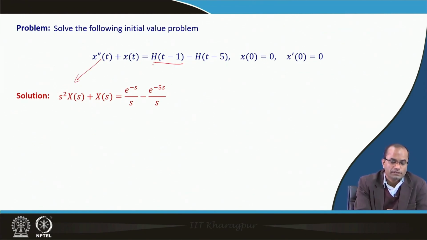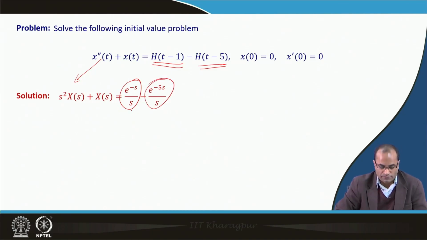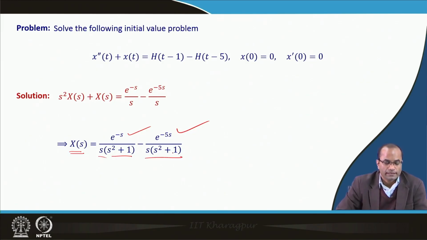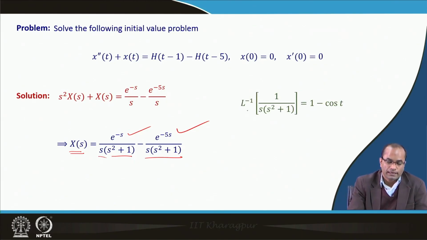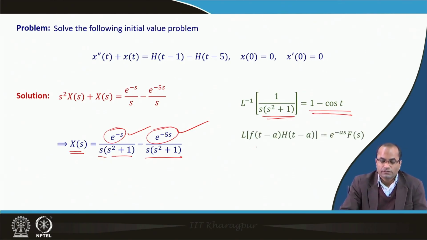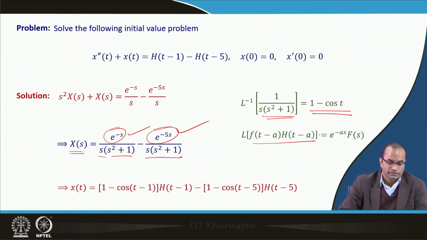Here the Laplace of the Heaviside h(t minus a) is e power minus a s over s, and in this case it is e power minus 5 s over s. Then this X(s) will be e power minus s over s into s square plus 1, and e power minus 5 s over s into s square plus 1. So, again we have to realize that the L inverse of 1 over s into s square plus 1 is 1 minus cos t, and because of this e power minus s we will have the shifting theorem, which was used in the previous example as well.